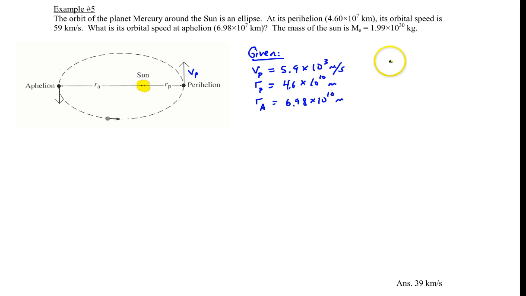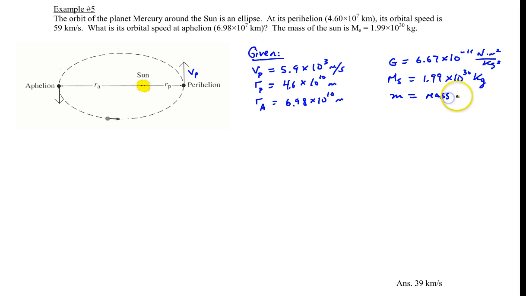There are a few other things that we also need to know. G, which is the gravitational constant, is 6.67 times 10 to the power of negative 11 newton meters squared over kilograms squared. And the mass of the Sun is 1.99 times 10 to the power of 30 kilograms. We are not given the mass of Mercury, but you'll find out that we don't need to know that because later on it'll cancel out. So we're looking to find the velocity at aphelion.